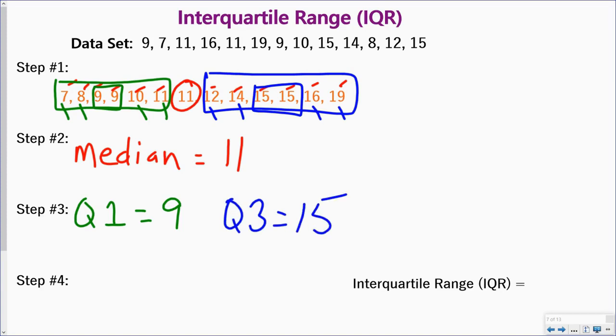Step 4 was to take my quartile 3 and subtract quartile 1 from it. So I'm going to take 15 minus 9, and that gets me a total of 6. And so my interquartile range for this data is 6.